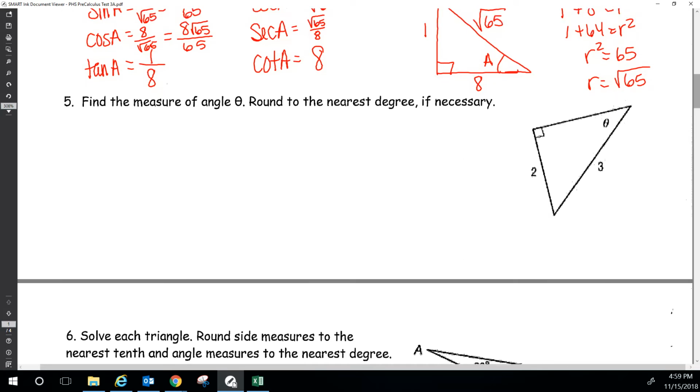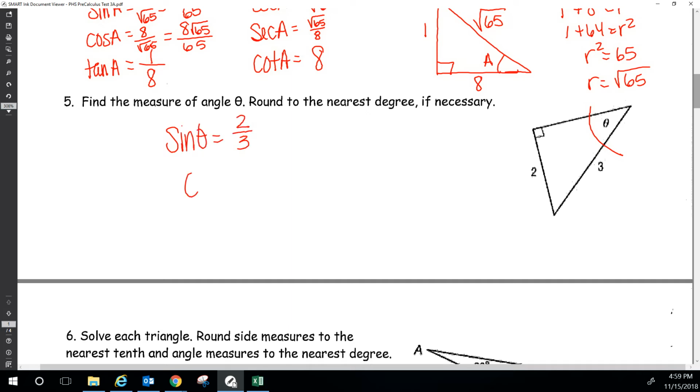All right, number 5, find the measure of angle theta, round to the nearest degree if necessary. So here's my angle theta. It looks like I have the opposite and the hypotenuse. So opposite over hypotenuse would be sine. So we know sine theta is 2 over 3.